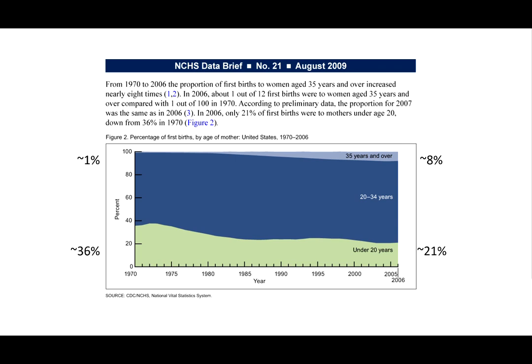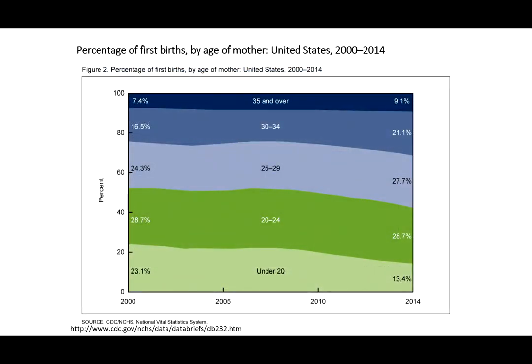We can see this data broken down in a bit more detail on this graph. So you can see 35 and over from 2000, so it's kind of picking up from where that last graph left off. 2000 on the left, it goes from 7.4% to 9.1% of first births, the age of mother at her first birth. And notice that decrease just over the 14 years here of women who are giving birth for the first time under age 20, from 23% in 2000 to 13.4% in 2014. So quite a lot of shift going on in terms of age.